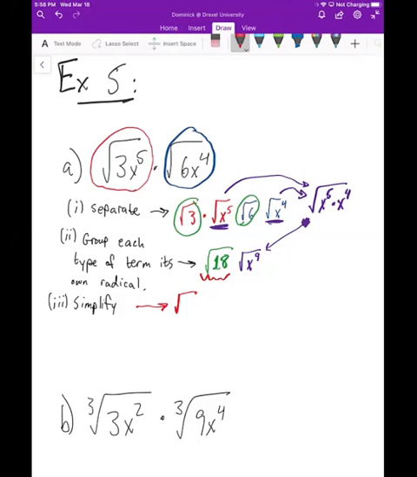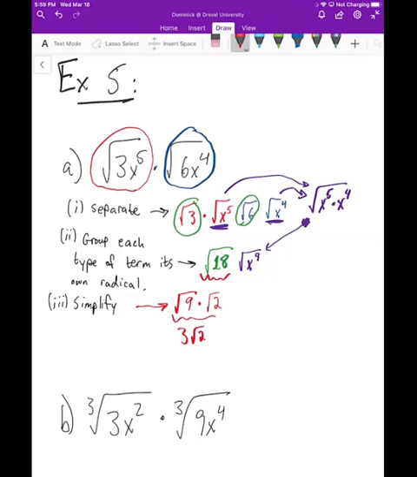So we would like to write it as a perfect square times something else. Of course, if you think about it for a little bit, you can think of 18 as 9 and 2, and this is good because 9, of course, is a perfect square, right? So you can write that as 3 times the square root of 2.